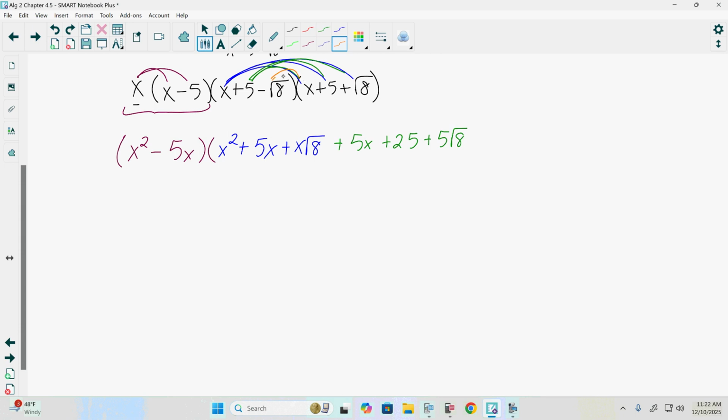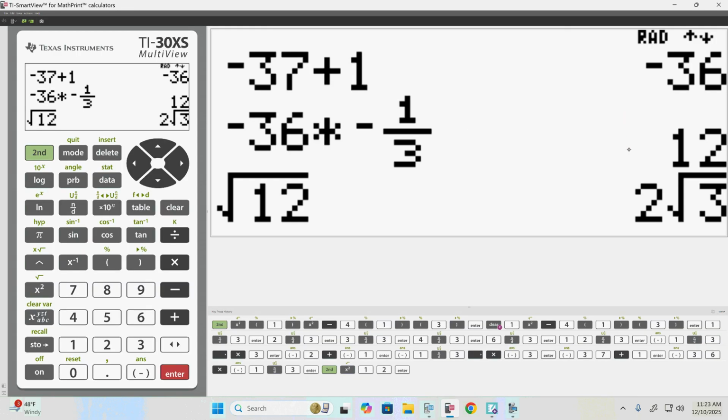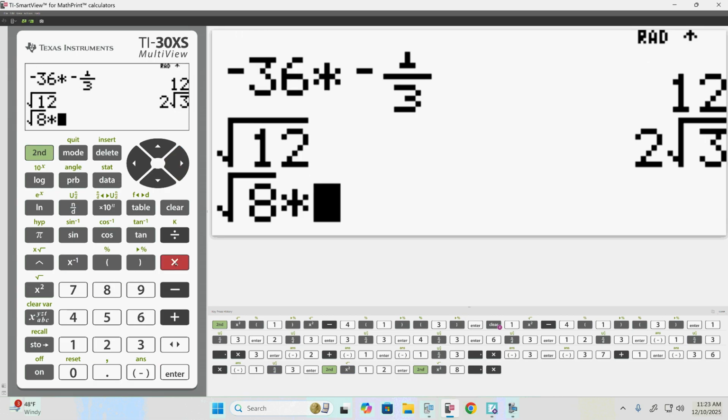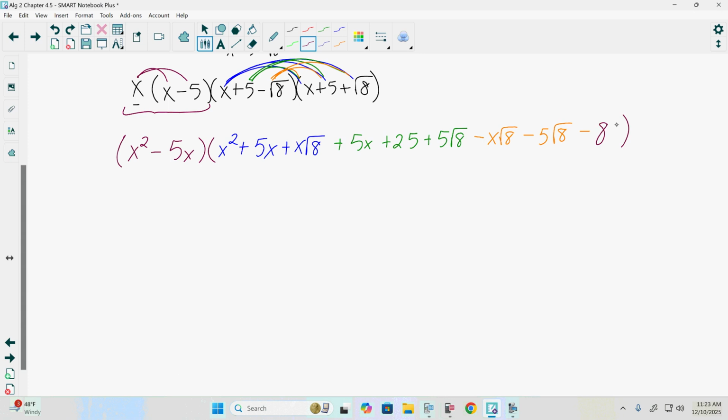And lastly, we'll distribute the negative square root of 8. Negative square root of 8 times x is negative x square roots of 8. Negative square root of 8 times 5 is negative 5 square roots of 8. And negative square root of 8 times positive square root of 8, it will be negative. Square root of 8 times square root of 8 is 8. Because square root of 8 times the square root of 8 would be the square root of 64, which is an 8. Or we can say the square root of 8 squared, squared would cancel.